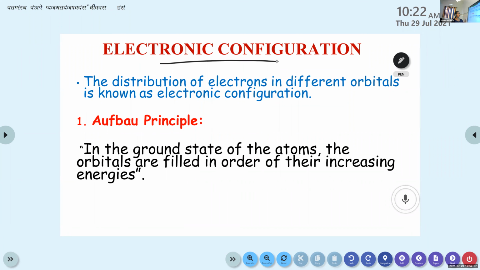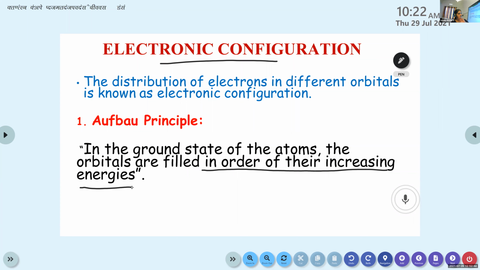This electronic configuration is ruled by certain principles. First one is known as Aufbau principle. According to this principle, in the ground state of the atoms, the orbitals are filled in order of their increasing energies. Each orbital has its own energy, so according to the increasing order of their energies, we fill the electrons into different orbitals. This is the statement of Aufbau principle.